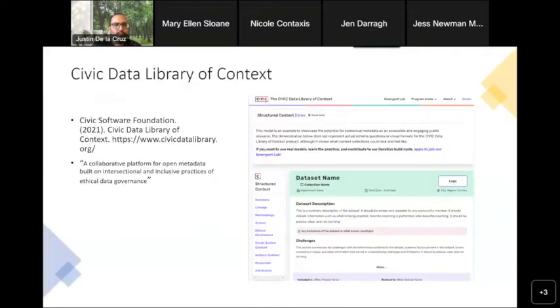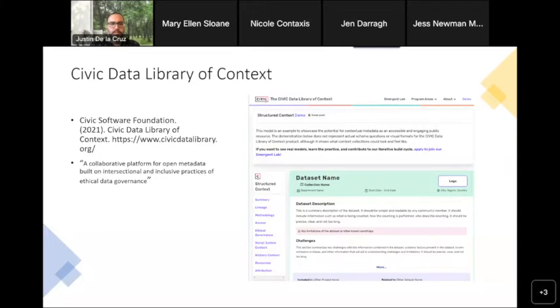Another thing related to ethical data governance is the Civic Data Library of Context. And there's lots of other resources out there related to ethical use of data, particularly indigenous data. But this is a really great demo that they've developed where you could perhaps adopt this in the context of a data literacy curricula to help students, or PIs or whomever, understand how to develop metadata that is based on inclusive practices and to really understand ethical uses of sharing data.